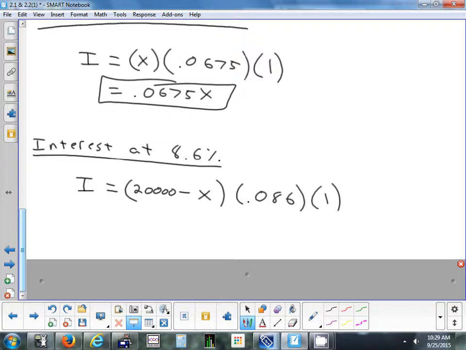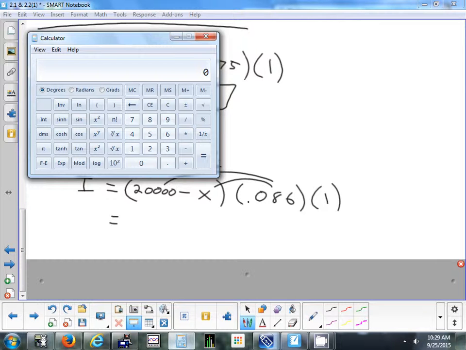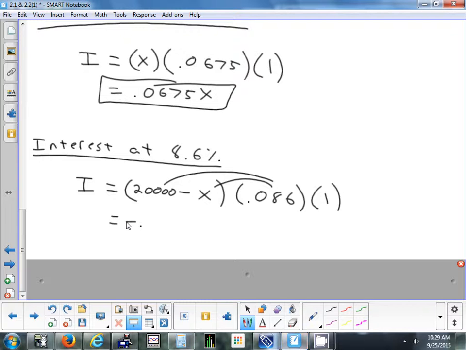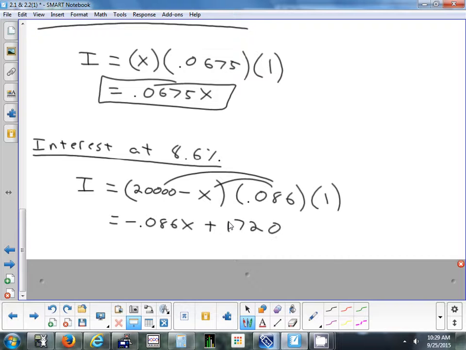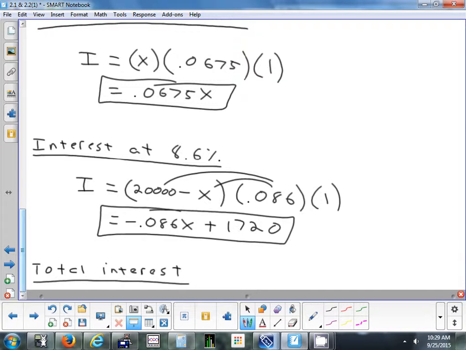What I would do here is, let's distribute this out and write it in a more standard form. So we've got, start with negative 0.086x. That's just rearranging a little bit. Plus 20,000 times 0.086 is 1720. So there's how much interest Bill earns in his other investment.